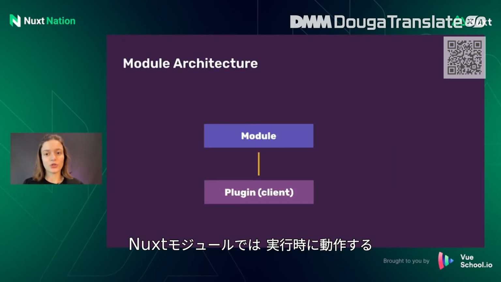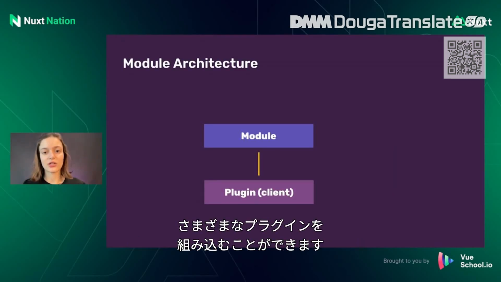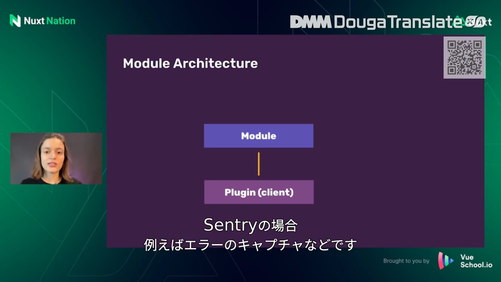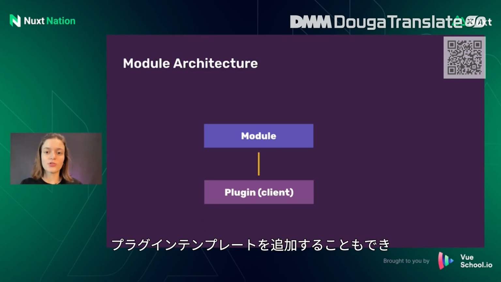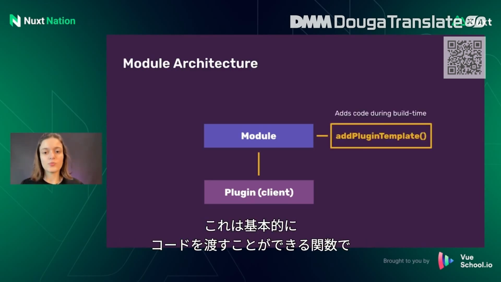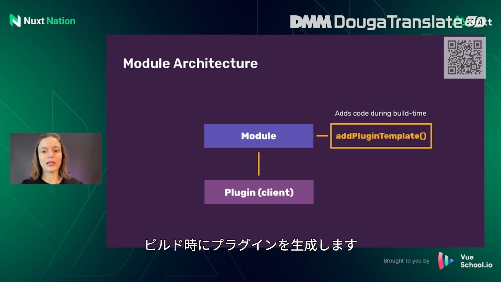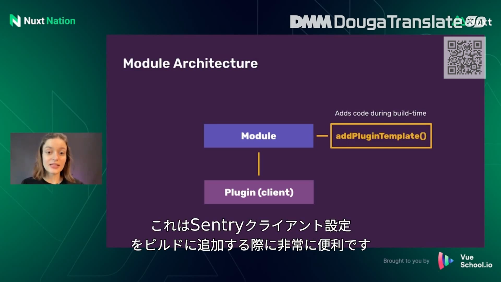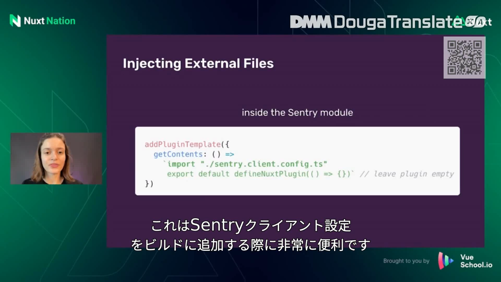So in a Nuxt module, you can include different plugins, which are doing things during runtime. In Sentry's case, that's, for example, capturing errors. It's also possible to add a plugin template, which is basically a function you can pass some code to, and it will generate the plugin during build time. This comes in super handy for adding the Sentry client config to the build.